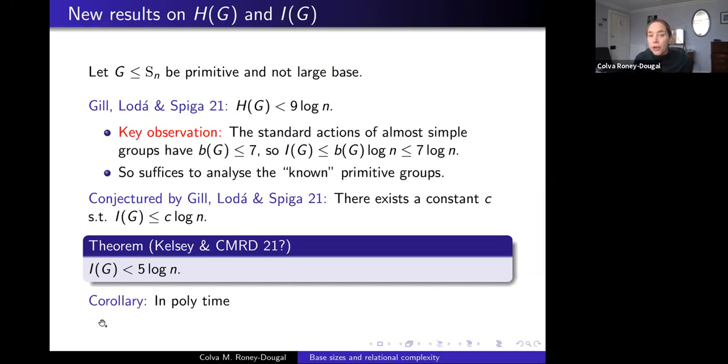It means that in polynomial time, you can compute a base for a non-large base primitive group of size at most 5 log n. So we're no longer stuck with log n times log n for the base size that you can get to in poly time. You can actually get to one of size 5 log n now in poly time, just by the obvious algorithm, because if it's irredundant, it has to stop there.